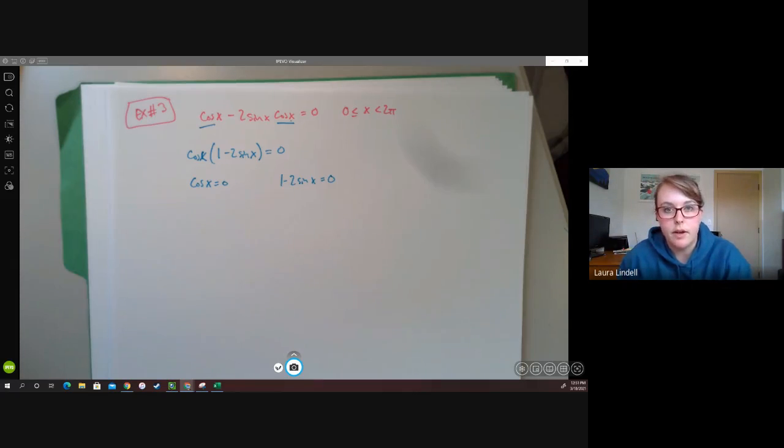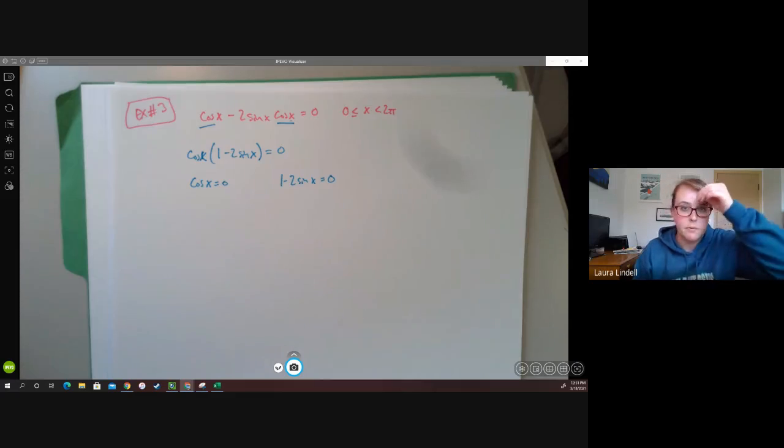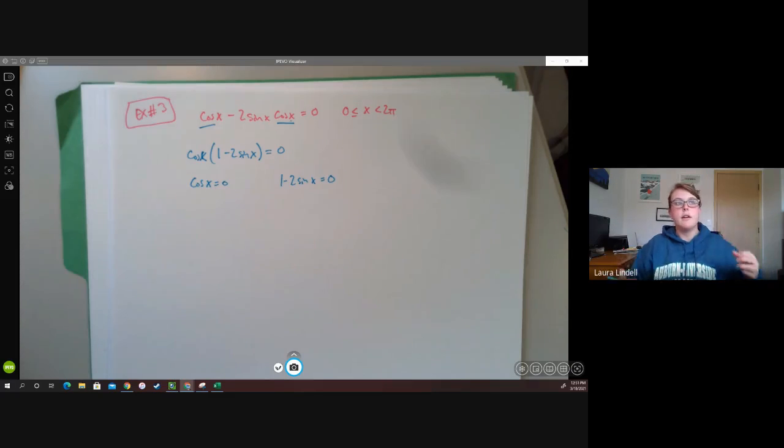It's like when you did factoring and were finding zeros. Actually, it's exactly like that. When you would factor something and then you would set both parts equal to 0. This is exactly what we're doing here, just with the added fun of trig.